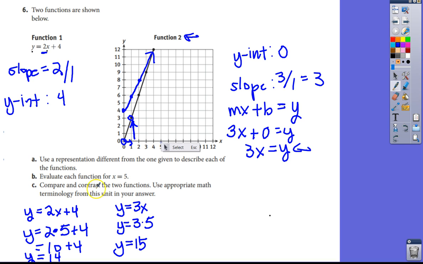All right, letter C. Compare and contrast the 2 functions. This one's kind of a big question. So there's a bunch of things you can write here. Let's just look at the compare. Okay, if we look at comparing, they both go up. Since they both go up, they both have positive slopes.